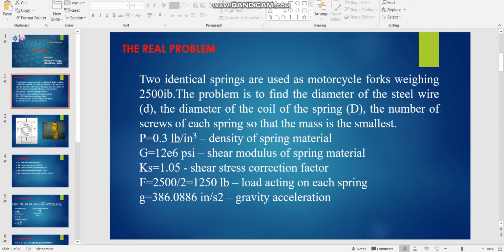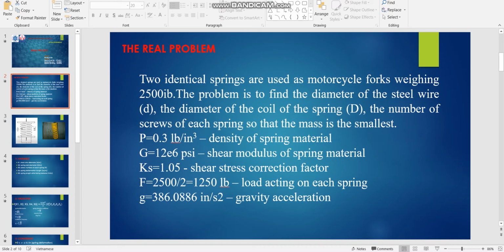The real problem of my team is two identical springs yielding a motorcycle force weighing 2,500 pounds. The problem is to find the diameter of the steel wire, the diameter of the coil of the spring, and the number of coils of each spring so that the mass is the smallest.